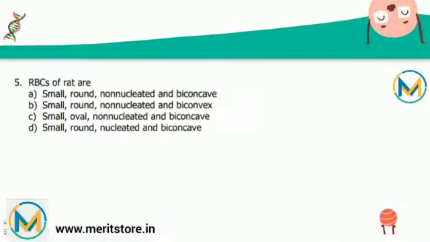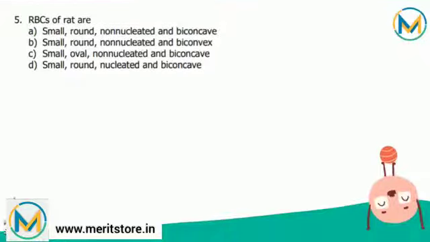Looking towards the last question, that RBCs of rat are. So, RBCs of rat are small, round, non-nucleated and biconcave, containing red-colored respiratory pigment, namely hemoglobin. So, correct answer for this question is option A, that is small, round, non-nucleated and biconcave. Option A.